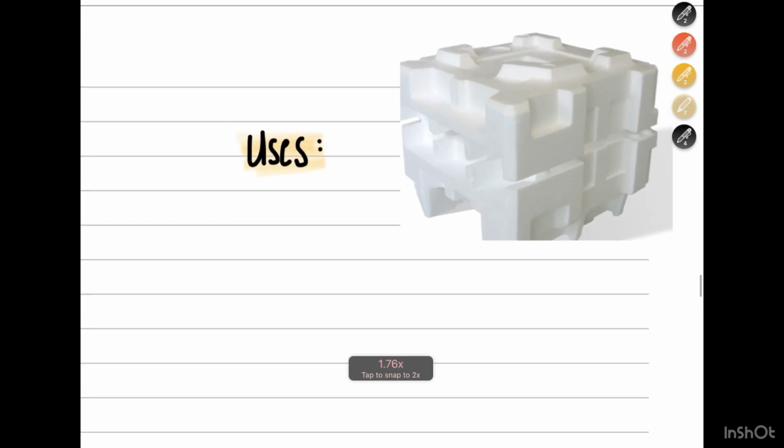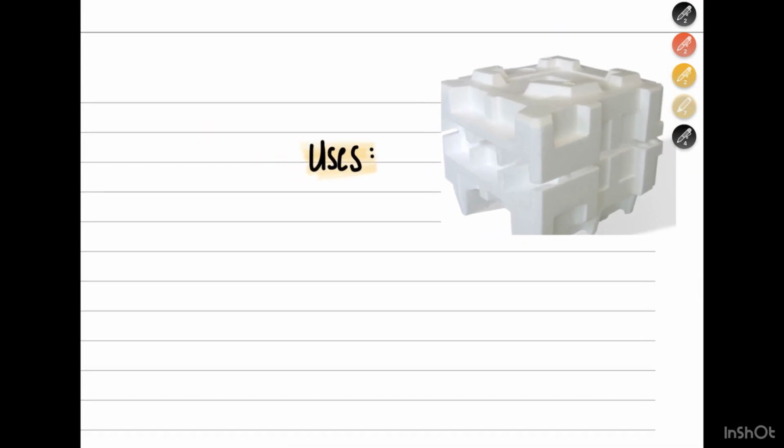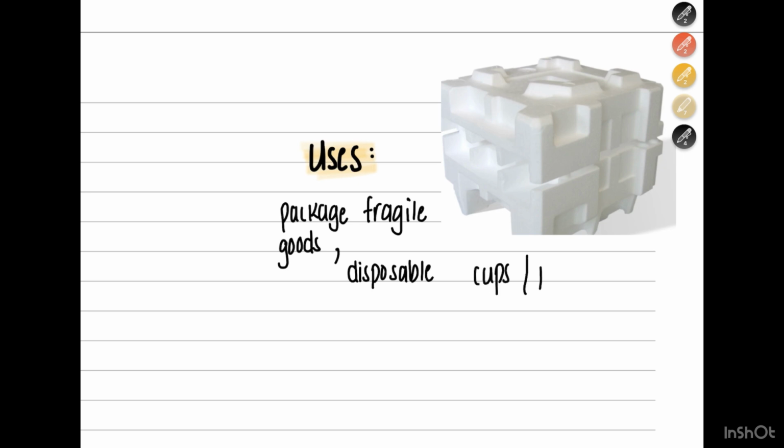You must have seen this kind of plastic. I'll write the use first here, since we're here already. Packaging fragile goods. When you're transporting a television or refrigerator, all these goods are packed with this polymer. Other than that, disposable cups and disposable plates are also made up of this polymer. Disposable. But what is the polymer? Let's go look at that.